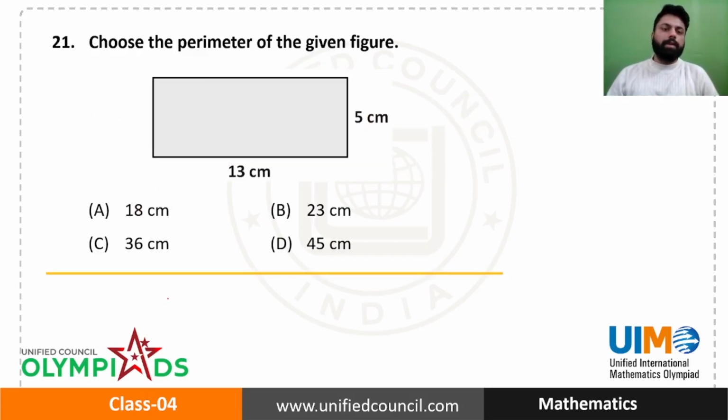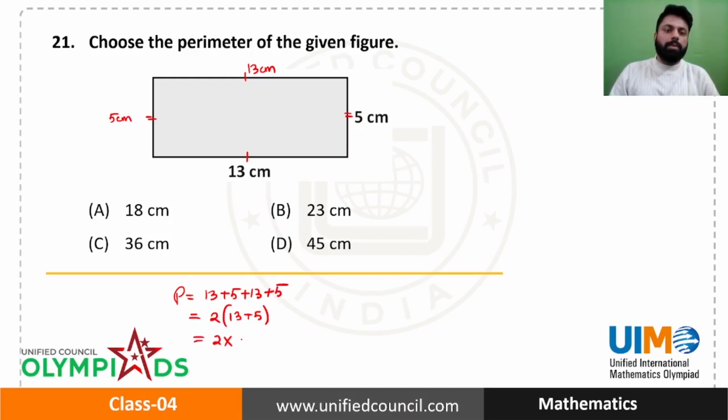Choose the perimeter of the given figure. So the perimeter is equal to, as this is a rectangle, so this is 13, so this is also 13. If this is 5, so this is also 5. 13 plus 5 plus 13 plus 5, or we can say 2 multiplied by 13 plus 5, this is 2 multiplied by 18, that is equal to 36 centimeter. We also use the formula twice of length plus width.